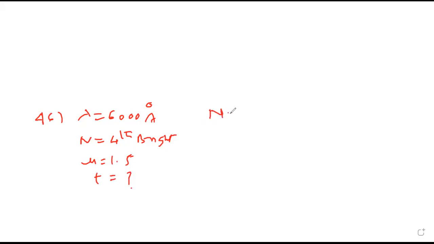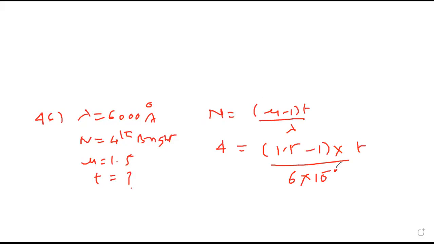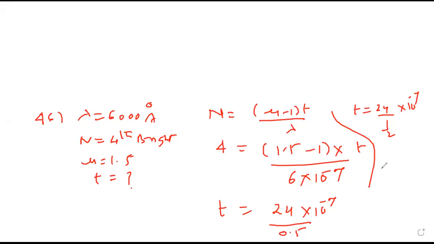So that formula now, n is (mu minus 1) into T by lambda. n is 4, mu is 1.5 minus 1. T we have to find, lambda 6 into 10 raised to minus 7. So 6 into 4, 24 into 10 raised to minus 7 upon 0.5. Therefore, T is 24 upon half into 10 raised to minus 7. So T is 48 into 10 raised to minus 7 into 10 raised to plus 3 millimeter.